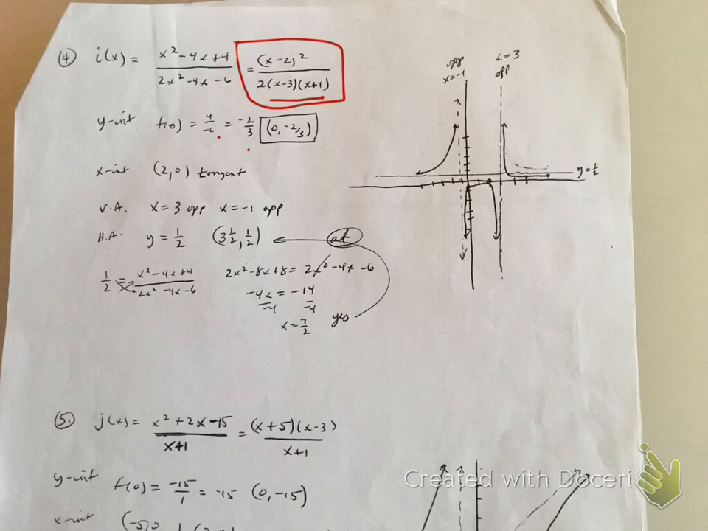Okay, the x-intercept comes from the fact the numerator is equal to 0, and because this is an even power, it's going to be tangent or bounce off of that particular x-intercept. So that's a bounce right there.